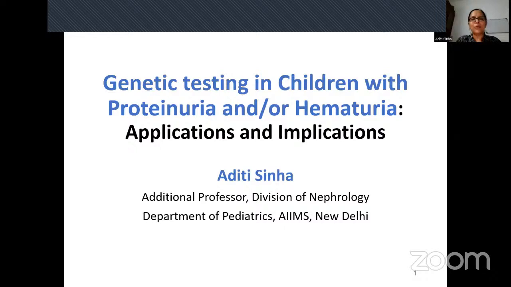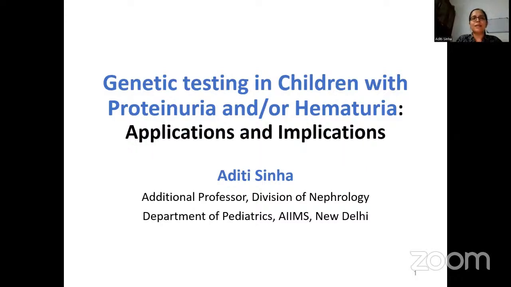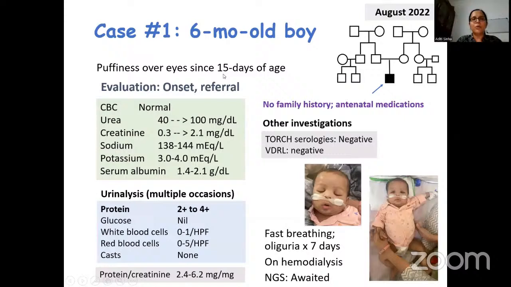We now proceed to examining some cases of how children's proteinuria and hematuria had utility of genetic testing in diagnosing their condition and what impact it had on their management. Our first case is that of a 6-month-old boy infant who has been symptomatic since 15 days of life with what is suggestive of typical nephrotic state.